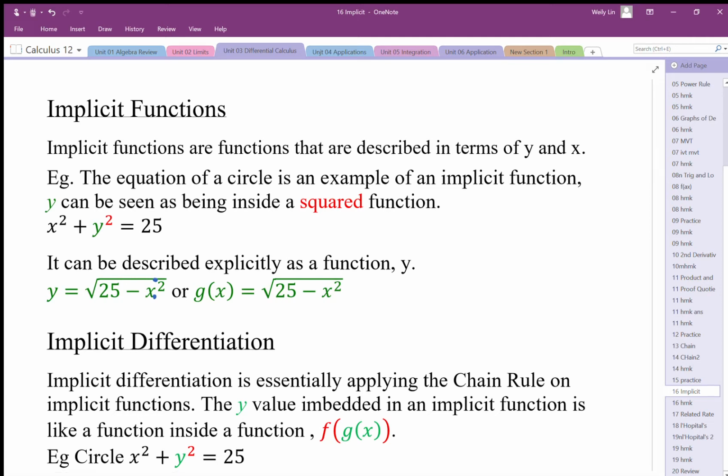So implicit function is slightly different. This is actually a semicircle function, and we can express the semicircle function in terms of x squared plus y squared equals 25, or in this case, it's the radius squared, which is 25. So this is an implicit function. It's the same function. This happens to be the whole circle instead of just half the circle that we have over here in this y and g of x form. But notice that it's not a y equals format. The x and y are both used to describe that function.